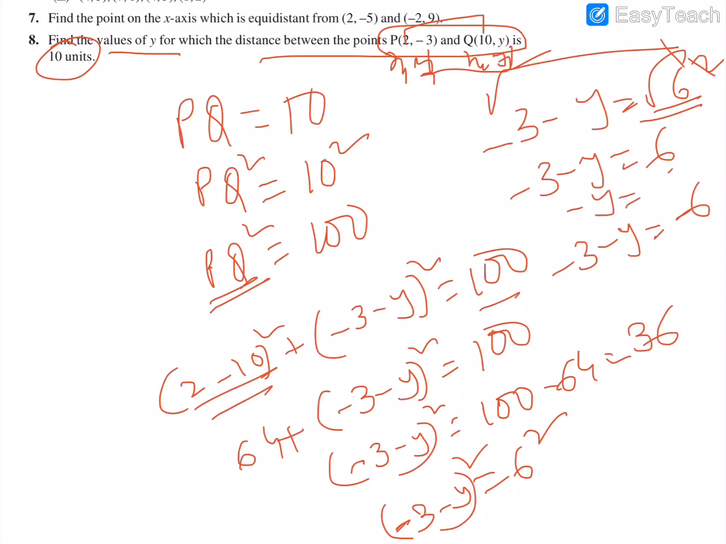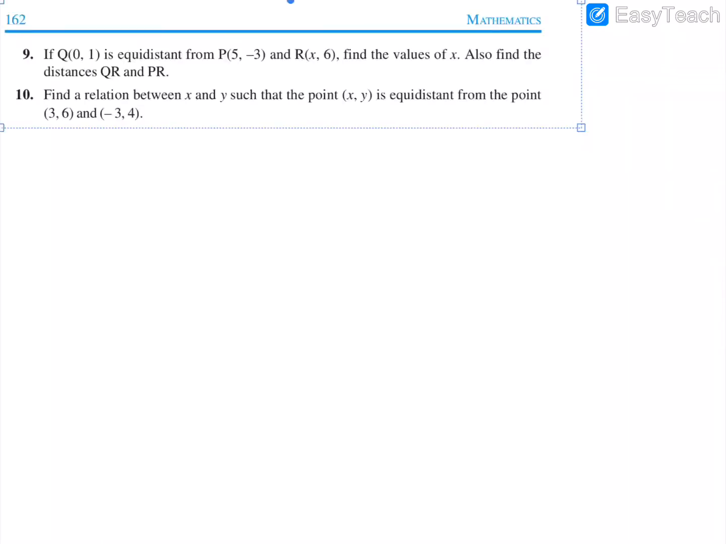So minus y is equal to 6 plus 3, 9. So y can be minus 9. Or minus y is equal to minus 6 plus 3, minus y is equal to minus 3. So y can be 3. This way you can solve this problem. I have not done it willingly. I did not complete it in a neat, beautiful manner because I want you to do these sums. I am just giving you the clues here. Moving on to the next question.